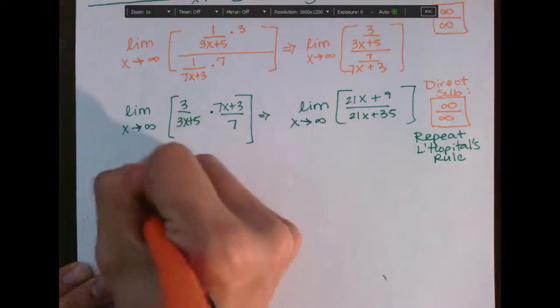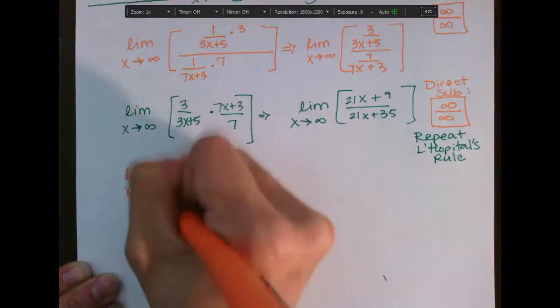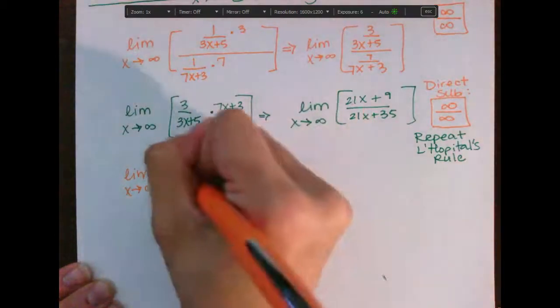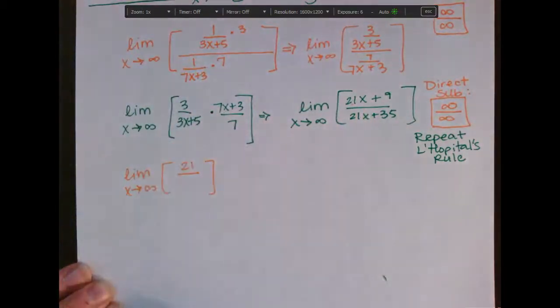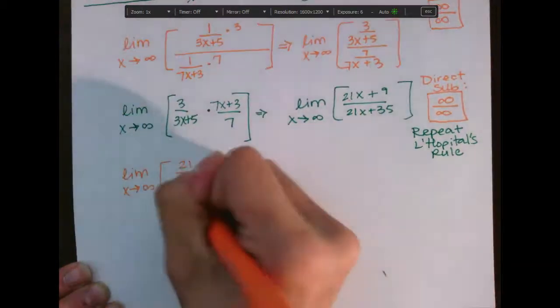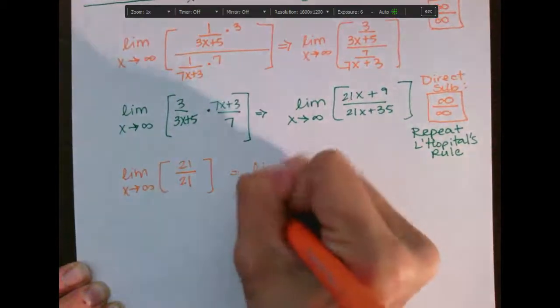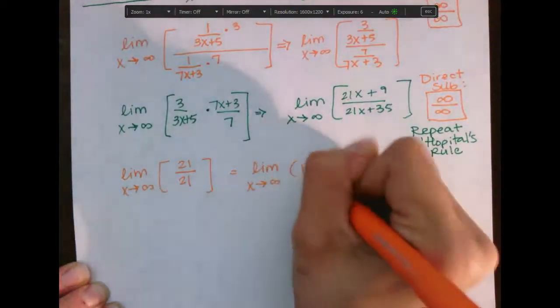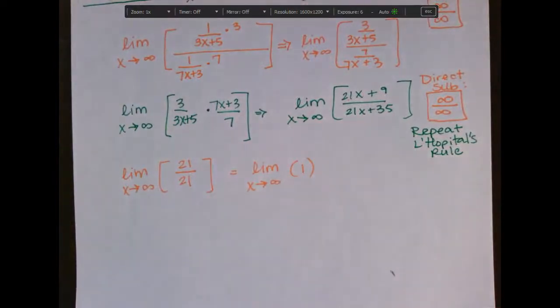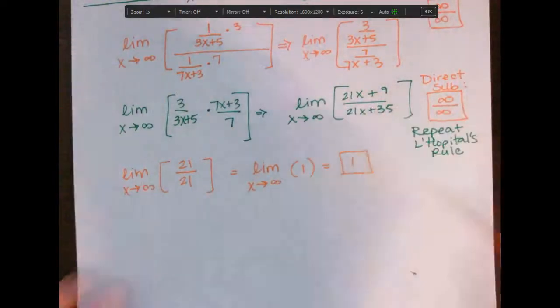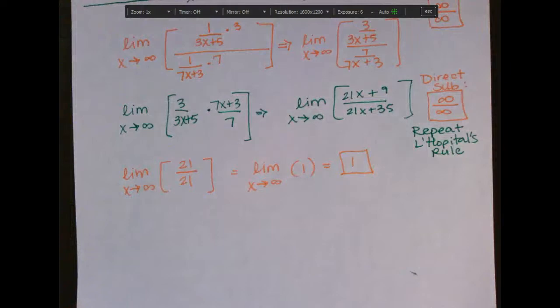Derivatives are easier here because they're both linear functions. So the derivative of 21x plus 9 is 21, and the derivative of the bottom is also 21, and therefore I have the limit as x approaches infinity of a reduced constant of 1, giving me a final limit of 1.